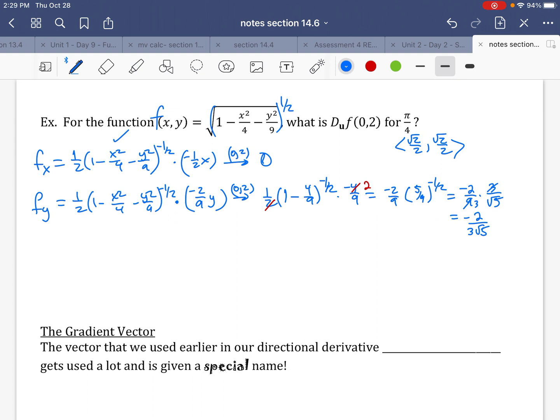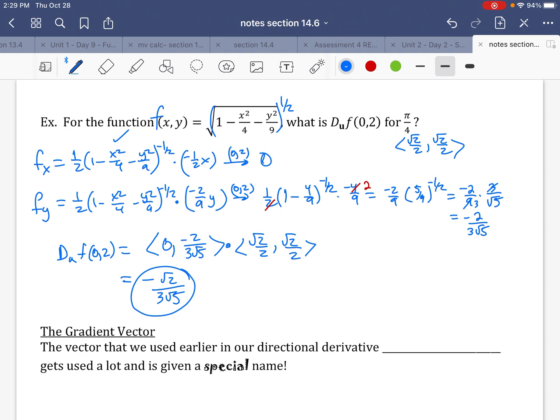Okay, so this is my fx, fy vector. So I am doing 0, negative 2 over 3 radical 5, dotted with radical 2 over 2 and radical 2 over 2. So I'm finding my directional derivative of the function at 0, 2, in the direction of 45 degrees. Okay, so the first multiplication is easy, that's 0. And for the second one, the 2's cancel out, so I get negative radical 2 over 3 radical 5. And you could rationalize it or whatever, or just leave it like this.